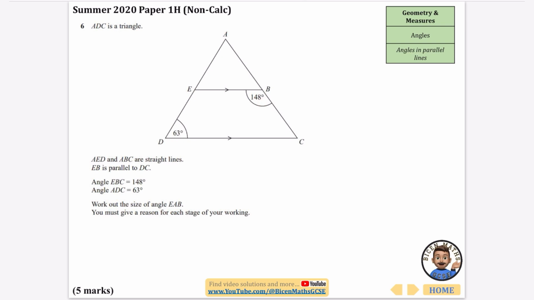Okay, we have ADC as a triangle, AED and ABC are parallel lines, pretty easy to see. EBC is 148 and ADC is 63. Work out the size of angle EAB. So we're going to try and find out this one that we have at the top, and it says we give a reason for each stage of the working.